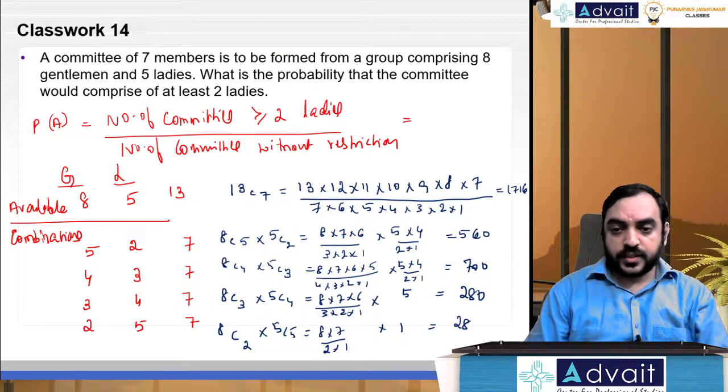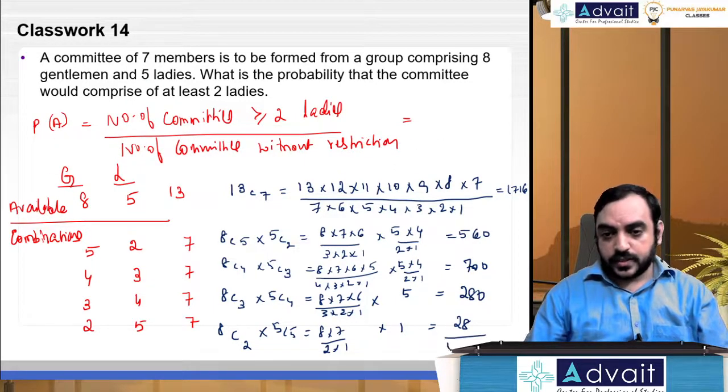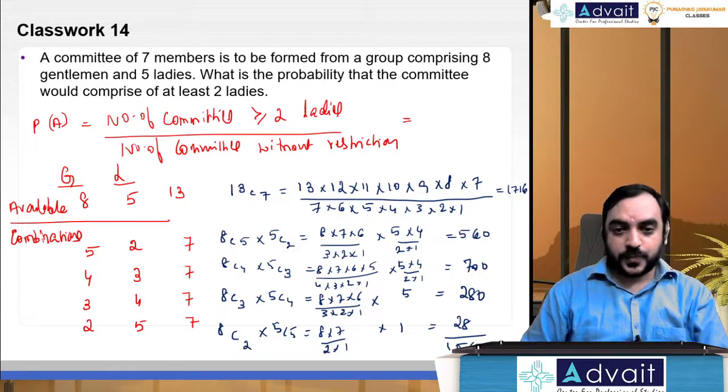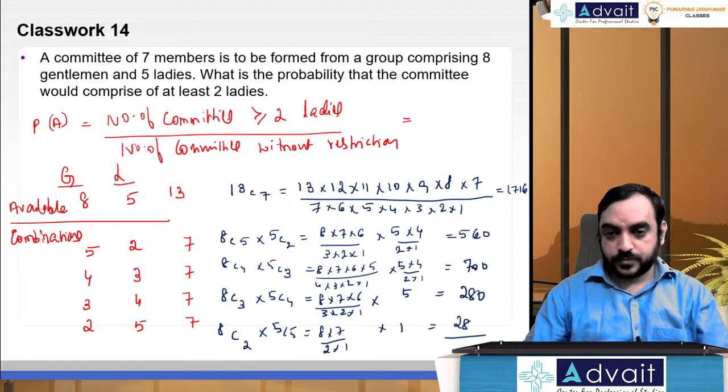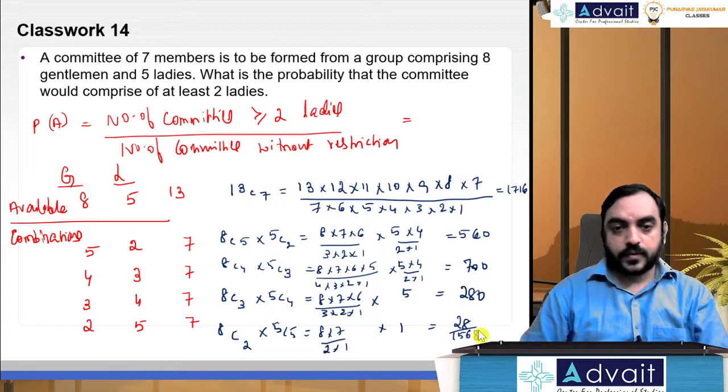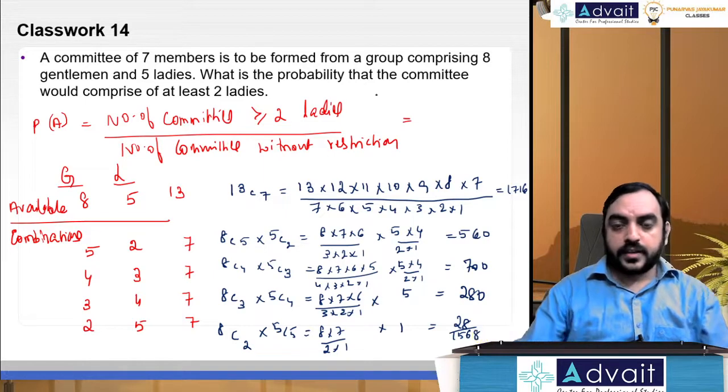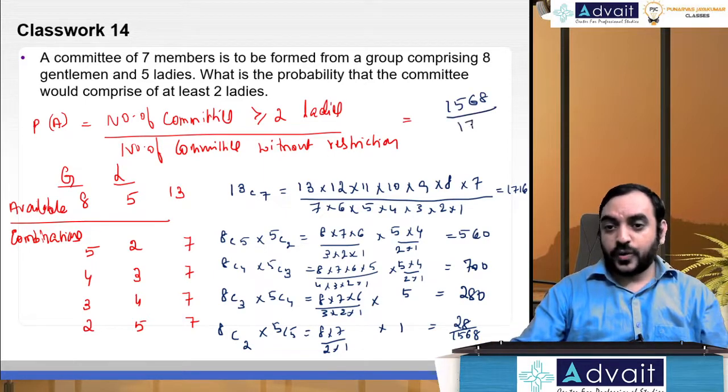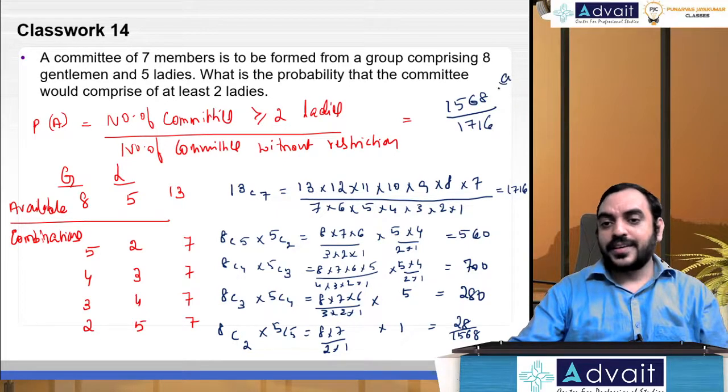560 plus 700 plus 280 plus 28, 1568. Yeah, 1568. This is the total possibility, 1568. And so numerator 1568, denominator 1716. So you get option A.